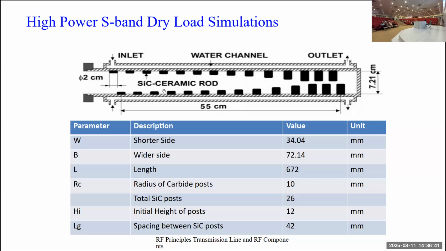Here we have designed a dry load, which is used for very high power. As we are working in S-band with a frequency of almost 3 gigahertz, it's 2.998 gigahertz, we are working with the S-band waveguides. They are called WR284. Here the number 284 tells the longer side of the waveguide is 2.84 inches. So you can guess what would be the shorter side.